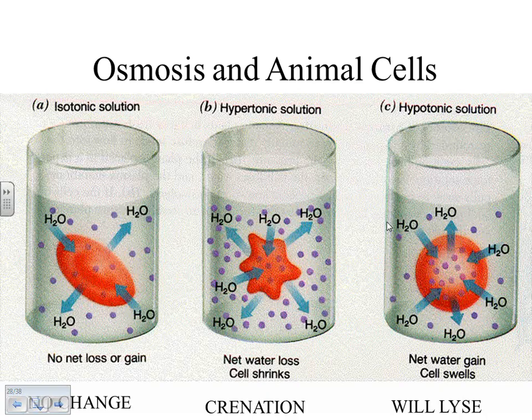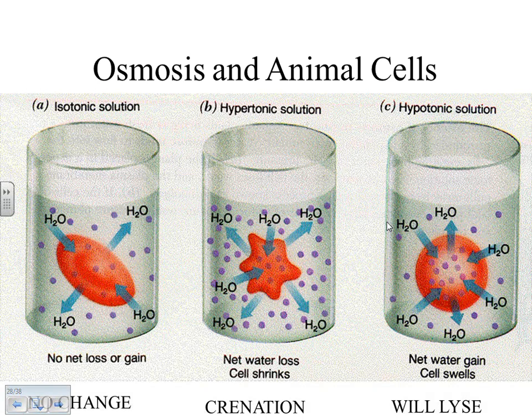Similar kinds of things happen to animal cells. Here's an animal cell placed in an isotonic solution. Remember, that means that the concentrations of water and solutes are the same outside the cell as they are inside the cell. Things move both ways. But in this case, there's no net diffusion. There's no net gain of water, and no net loss of water. Diffusion is happening, but there's no net change.